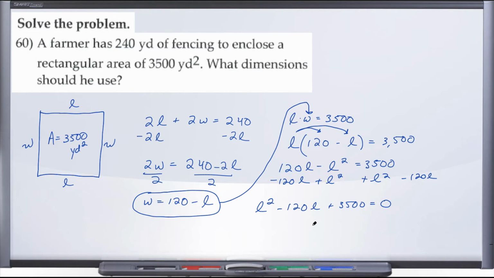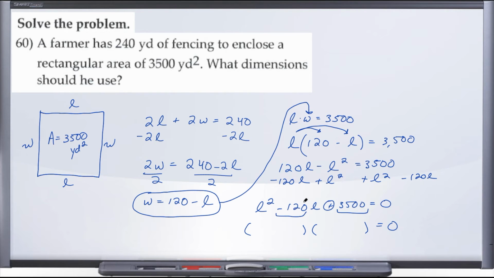Nope, don't see one. So question number 2, how many terms? Well, we just said it's a trinomial, so 1, 2, 3. So AC method, trial and error, factor using scissors. But because the coefficient of our squared term is 1, really we're just looking for factors of 3,500 that add to give us negative 120.